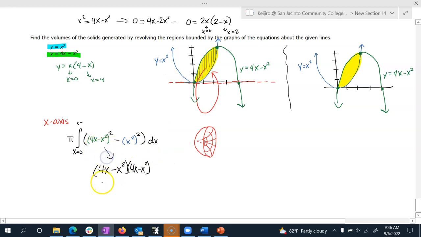That's going to be 16x squared minus 4x cubed minus another 4x cubed plus x to the fourth. And then the x squared that gets squared, that's just minus x to the fourth. So just don't make that mistake if you have to take a binomial and square it. Don't just square the first term and square the second term and then say that that's it.